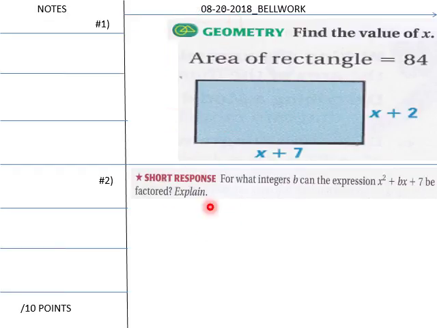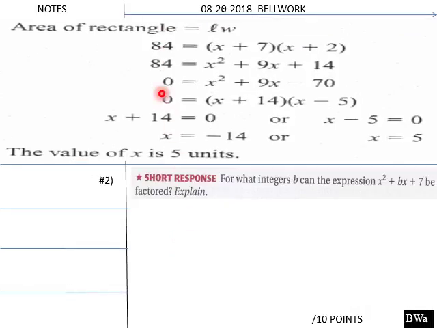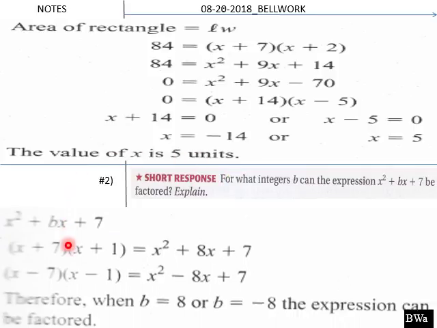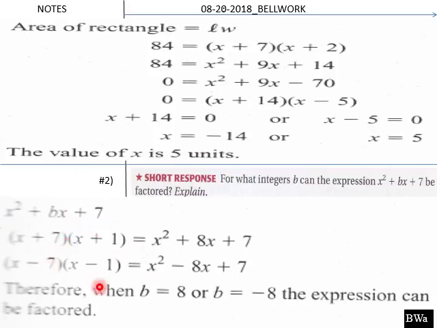This is the bell work. Teachers, give your kids about 5 minutes to do this. Area of a rectangle. For what integers b can the expression be factored? So this is kind of a short response question. There's the answer for number 1, area of that rectangle. And then for here, therefore, b equals 8 or b equals negative 8, and the expression can be factored. So fitting in for b there, we figure out what b could be.